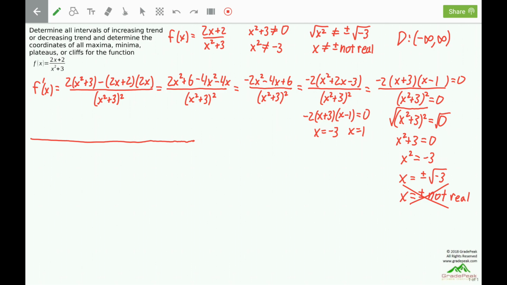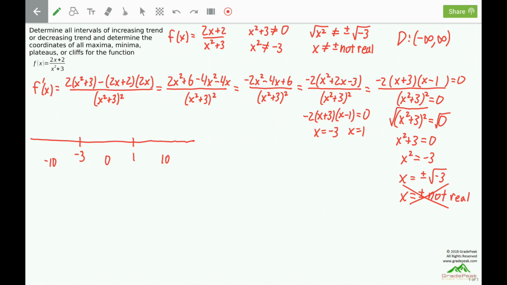We can put any critical numbers on this domain line in order. Negative 3 comes first since it's less than 1, which breaks the domain interval up into 3 separate intervals. We can pick a test value in each of these intervals. The interval negative infinity to negative 3, we can pick negative 10. The interval negative 3 to 1, we can pick 0. And then the interval 1 to positive infinity, we can pick 10.